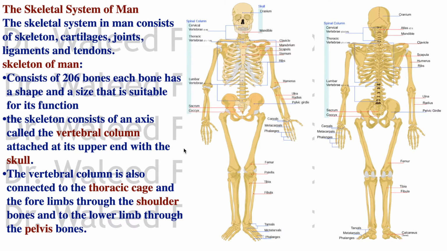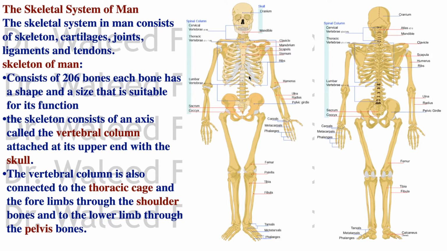Also, the skeleton consists of an axis called the vertebral column, as you can see here, and the vertebral column is attached below to the pelvic girdle and high above attached to the skull. Well, I cannot say attached, it articulates with the skull. تتمفصل، تعمل مفصل مع السkull. Also, the vertebral column is connected to the thoracic cage, as you can see here.